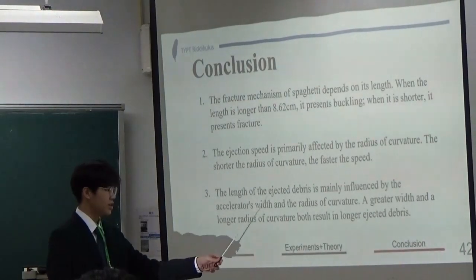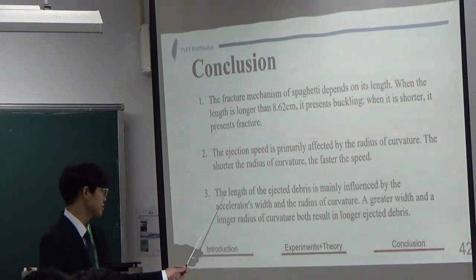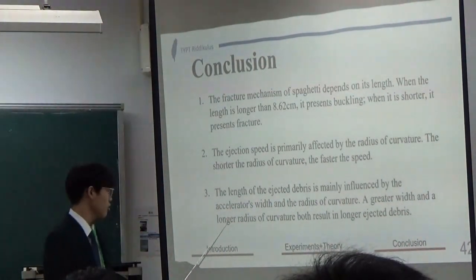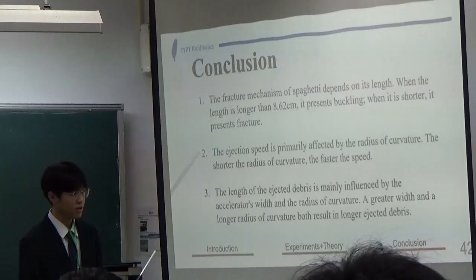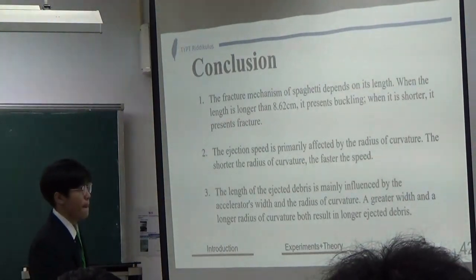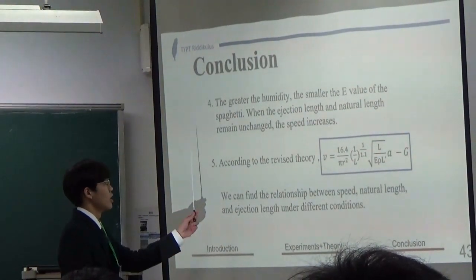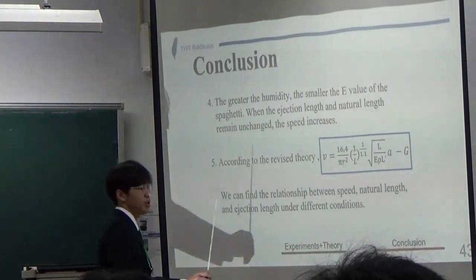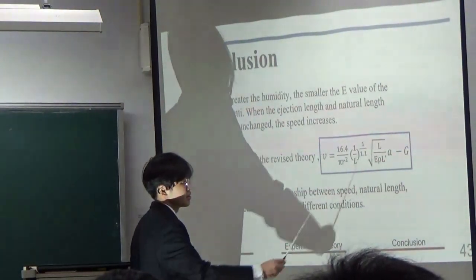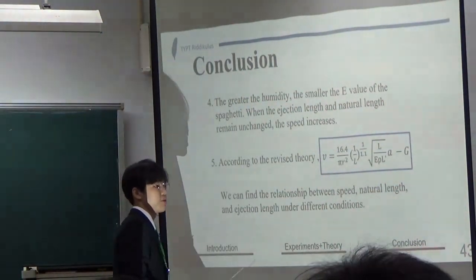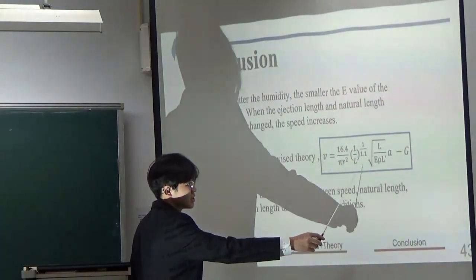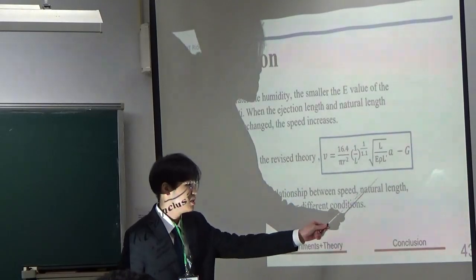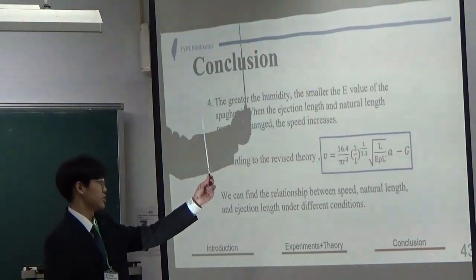And the length of ejected debris is mainly influenced by the accelerator's width and the radius of curvature. The greater width and the longer radius of curvature both result in longer ejected debris. And 4, the greater the humidity, the smaller the E value of the spaghetti. And this is because the air pump is consistent. According to our experiment, the air pump is consistent, and we use the same natural length. So we can hypothesize its E to explain this result.